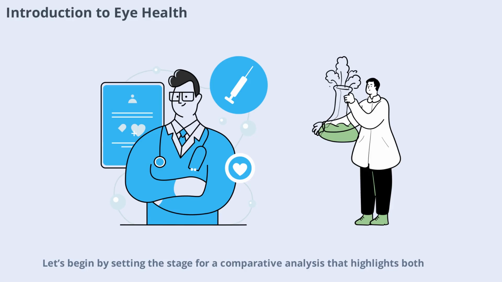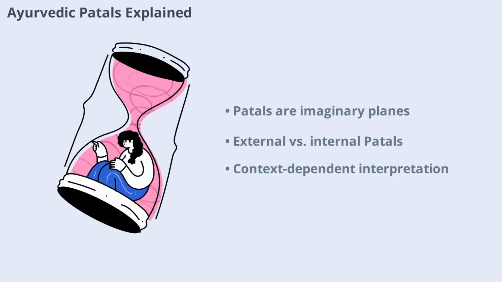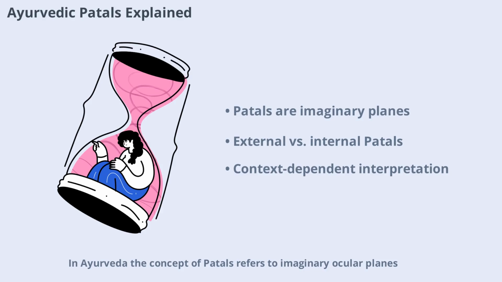Let's begin by setting the stage for a comparative analysis that highlights both the timeless insights of Sushrut Samhita and the latest in clinical diagnostics and treatment. In Ayurveda, the concept of Patals refers to imaginary ocular planes, a framework for understanding eye anatomy and disease progression. Unlike fixed anatomical structures in modern science, Patals are relative and context-dependent.